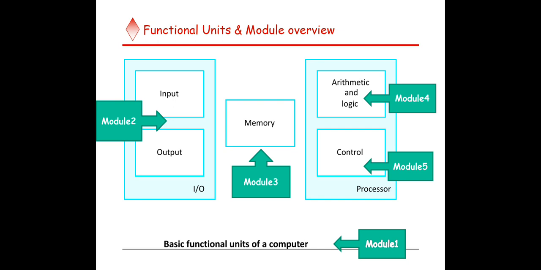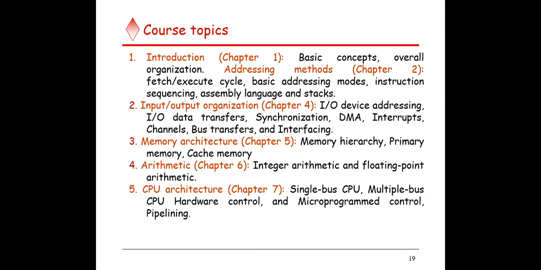So this is the overview of the syllabus. Module 1 is only the basics regarding different components, how the communication between these components happens, and how an instruction is executed. Module 2 is about input output. Module 3 is about memory, module 4 is about the arithmetic and logic unit, and module 5 will discuss the control unit. That's the same thing as just mentioned, content wise. So we will go into detail later. This is just for your reference; I have added one slide.